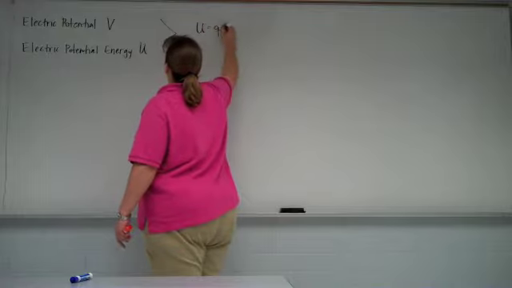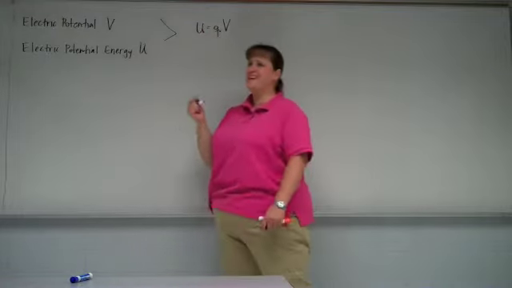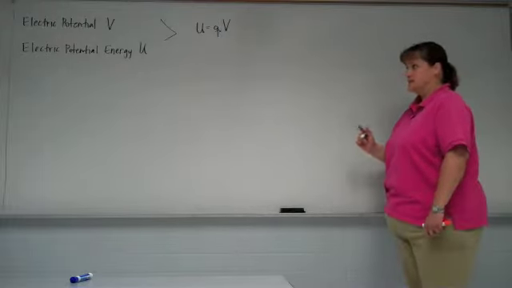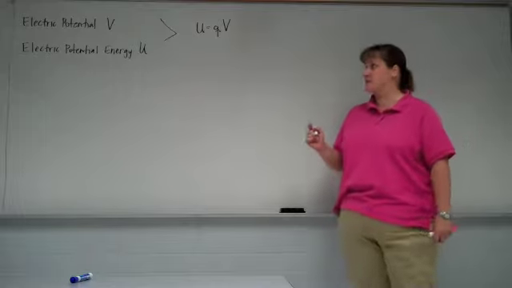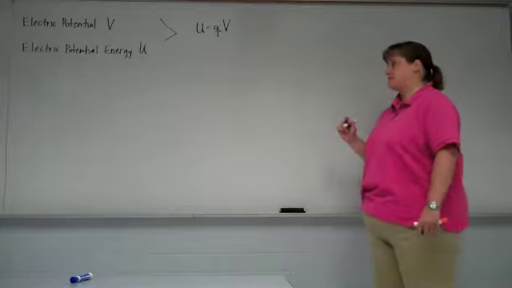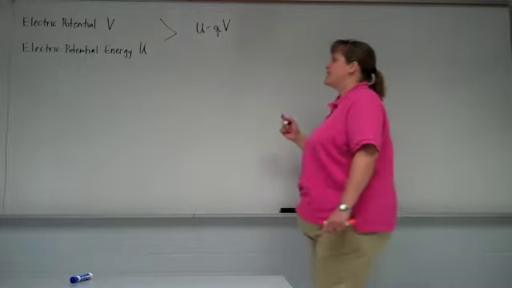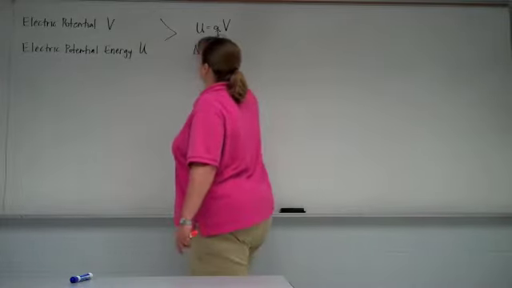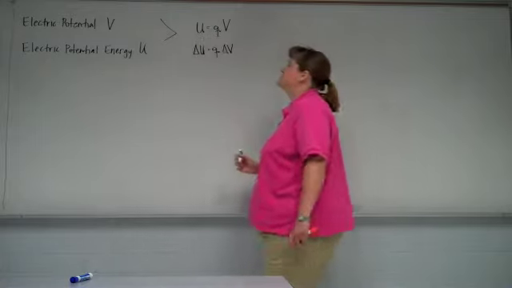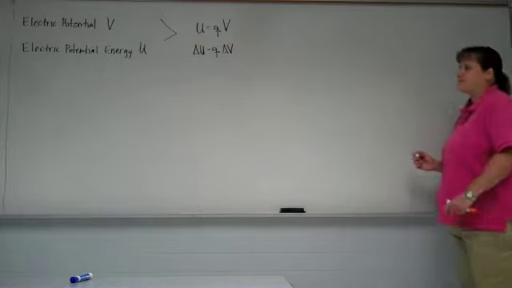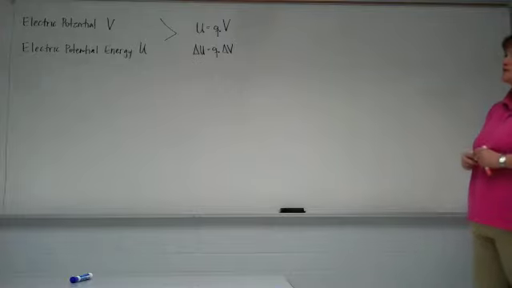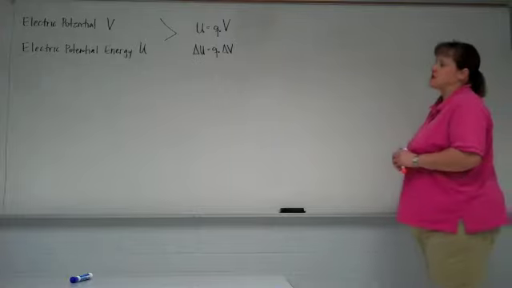U is equal to Q naught times V. Any charge placed at a potential will have potential energy. Potential energy is not a vector, but it can be positive or negative. V can be positive or negative. Likewise, a change in potential energy is related to a change in electric potential. So if a charge moves through a potential difference, that's what we mean by delta V, then its potential energy will change.